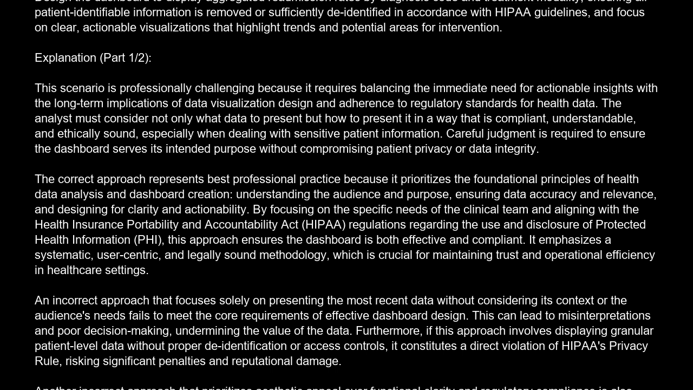An incorrect approach that focuses solely on presenting the most recent data without considering its context or the audience's needs fails to meet the core requirements of effective dashboard design. This can lead to misinterpretations and poor decision-making, undermining the value of the data. Furthermore, if this approach involves displaying granular patient-level data without proper de-identification or access controls, it constitutes a direct violation of the HIPAA privacy rule, risking significant penalties and reputational damage.